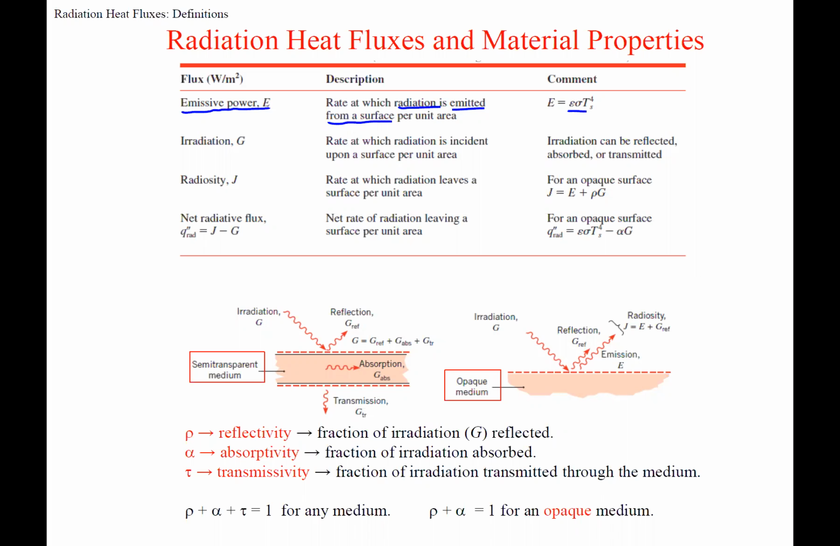We have irradiation. So now this is radiation incident upon a surface. This is what's coming in and hitting that surface, right? And that irradiation can be reflected, absorbed, or transmitted. Okay? If it's reflected, it hits the surface and bounces right back. Absorbed means that energy is going into that surface and being absorbed by it. Transmitted means it's going right through it. Okay?